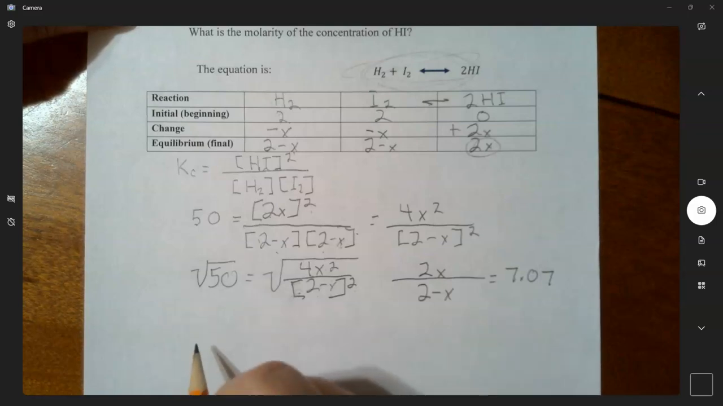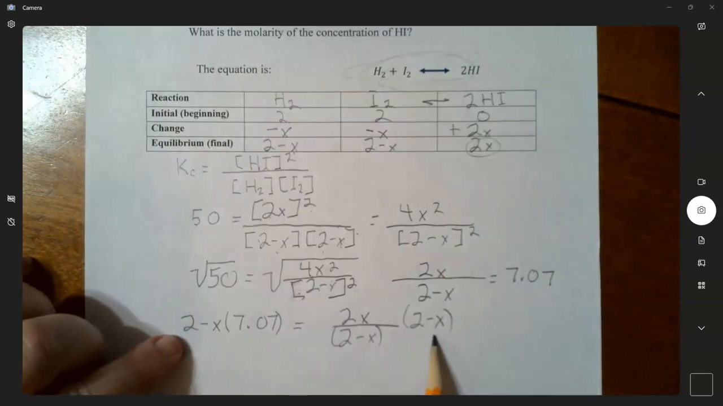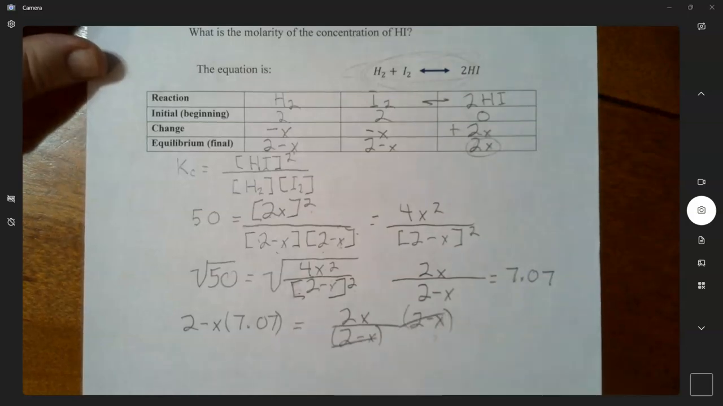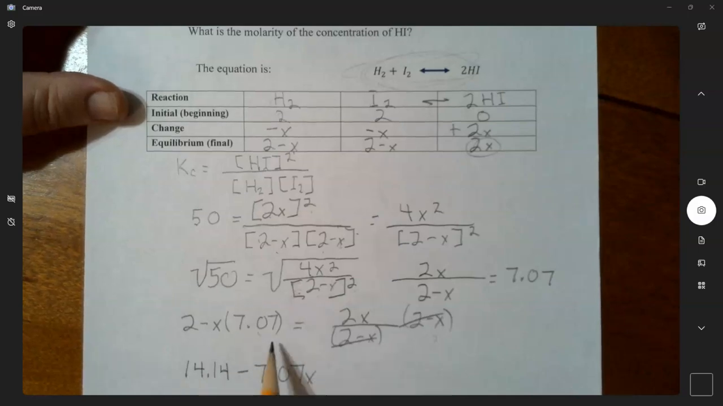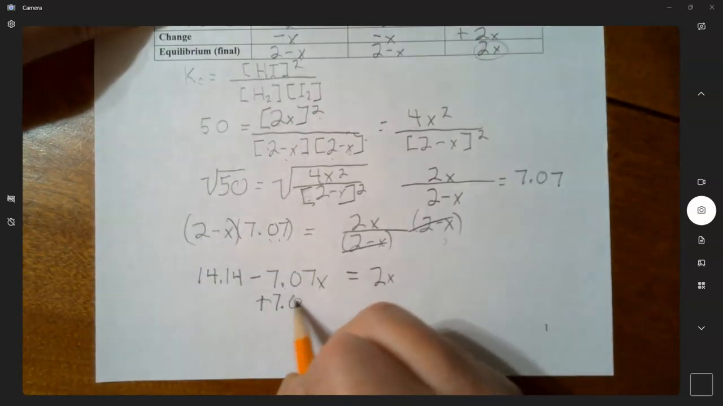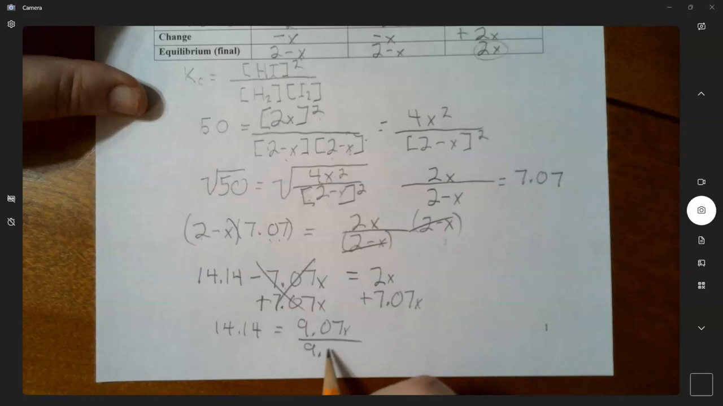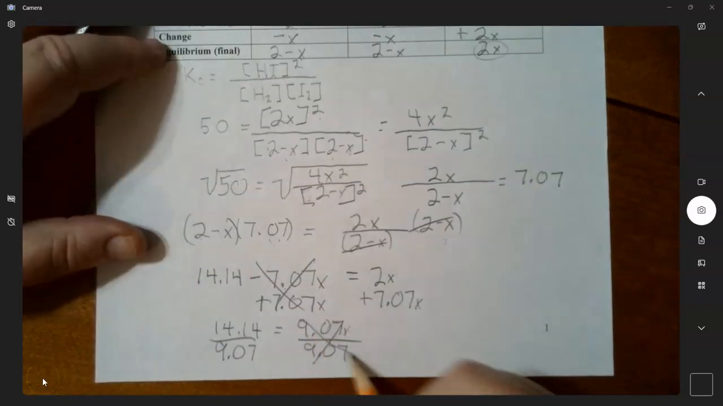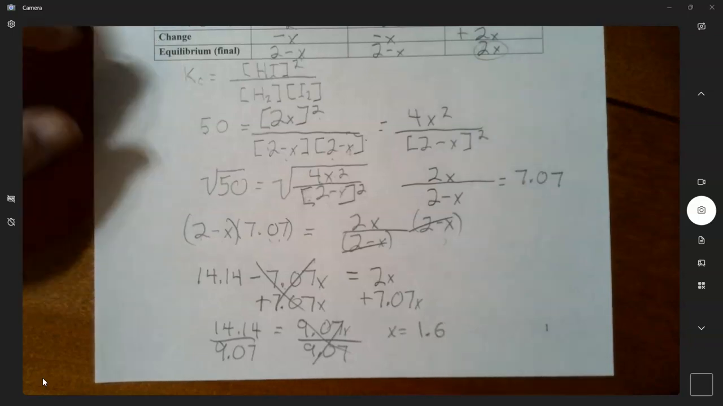We'll come down here. So what I did is I multiplied both sides on the top by 2 minus x. So they're going to cancel on this side. And then I'm going to distribute this. So 2 times 7.07, parentheses. So the 7.07, 2 times that is this. And then 7.07 times minus x is that. Be sure to stay on screen here. So I'm going to add 7.07x to both sides. Divide both sides by 9.07. Okay, and it cancels on this side, and x equals roughly, to two significant figures, 1.6.